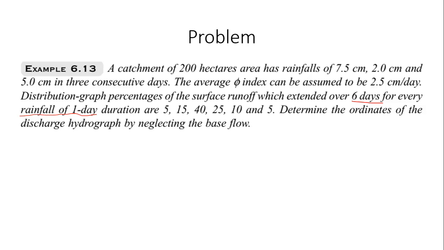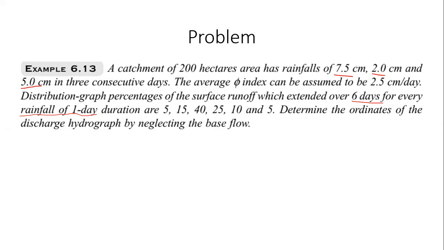The question now is to determine the ordinates of the discharge hydrograph by neglecting the base flow. You're assuming that there's no base flow in this particular catchment, and you're trying to find out what the discharge hydrograph would be given the rainfall event of 7.5, 2 and 5 centimeters on 3 consecutive days.